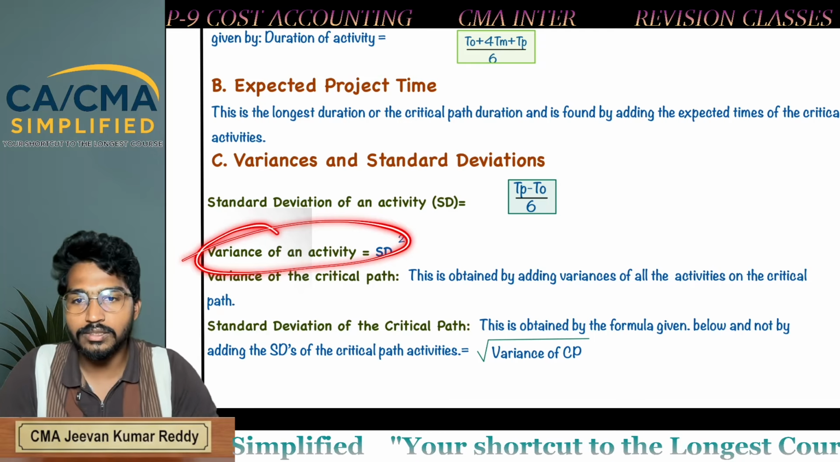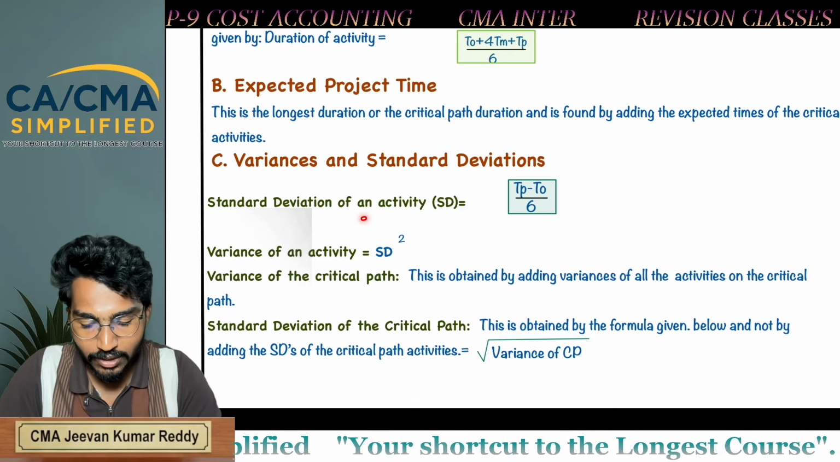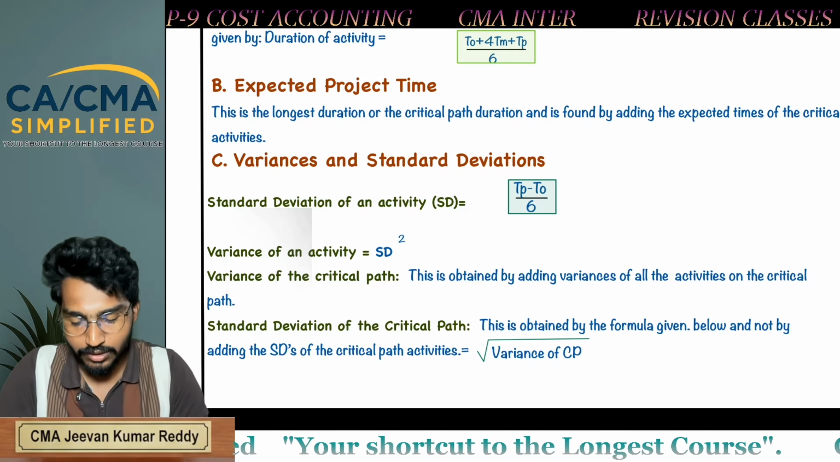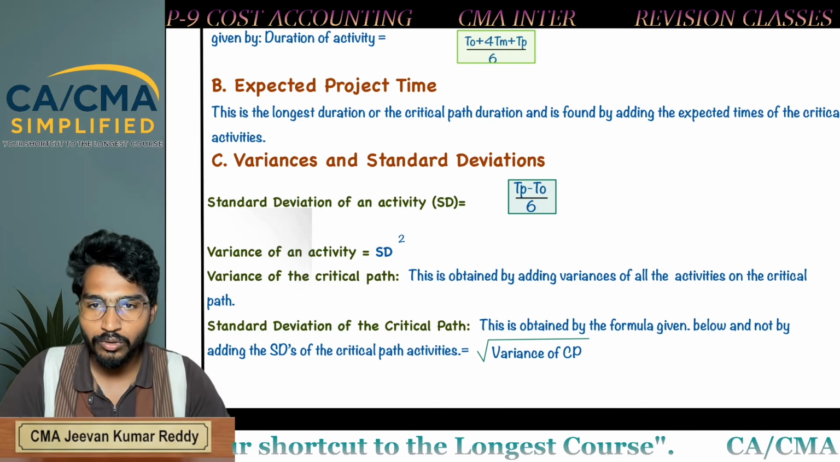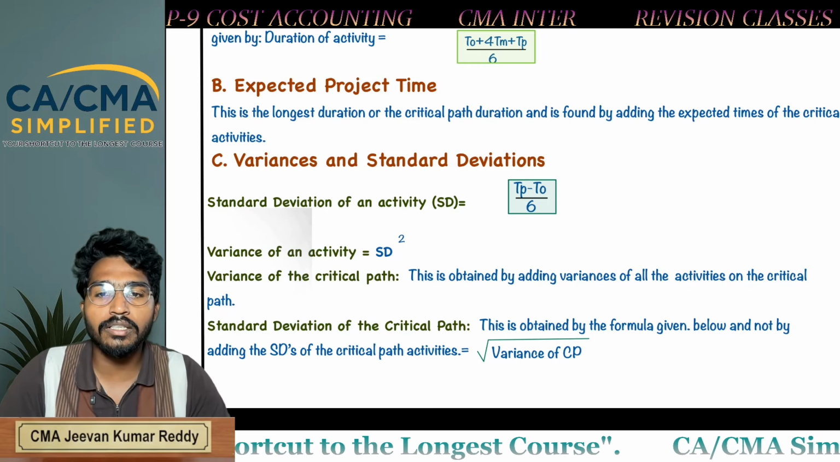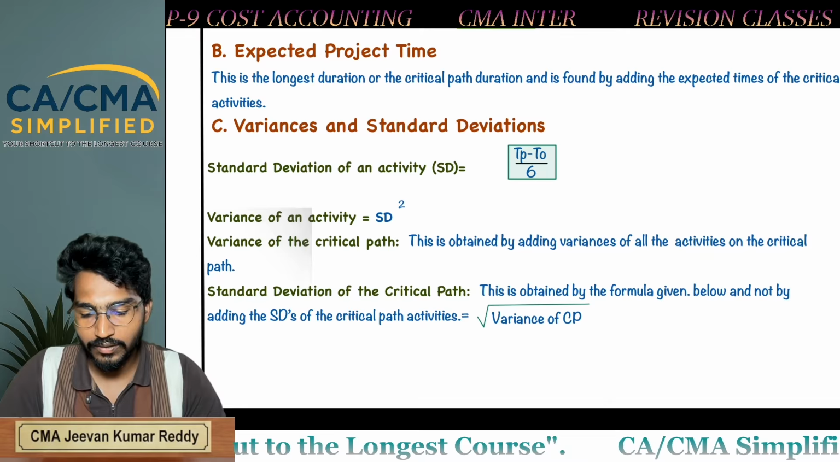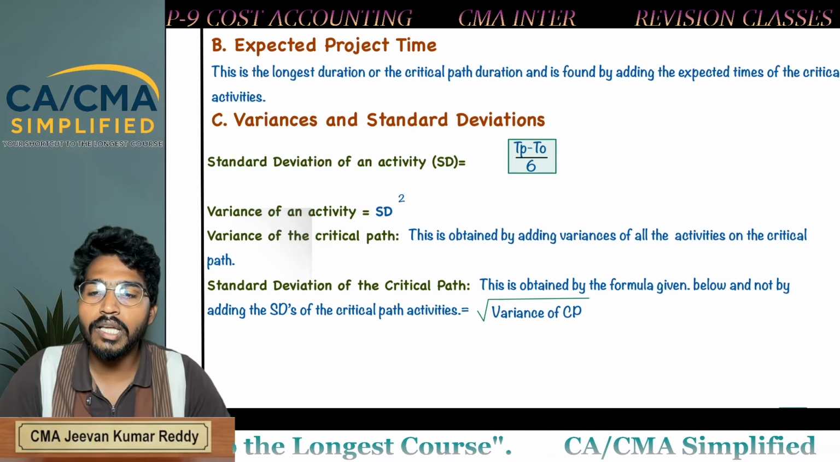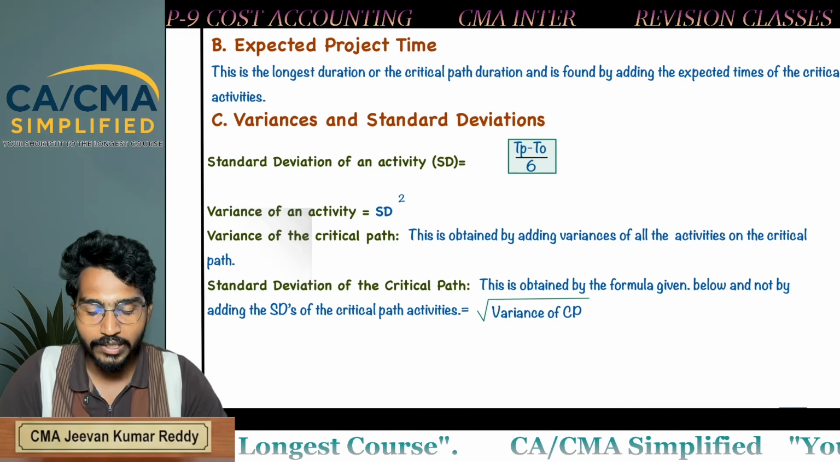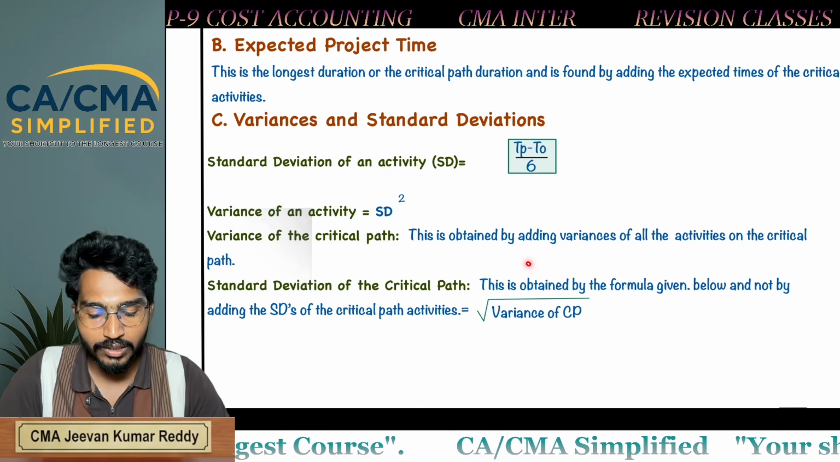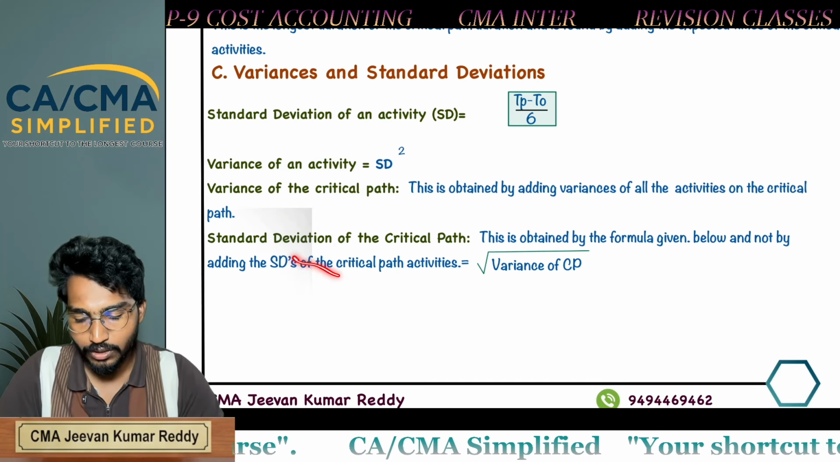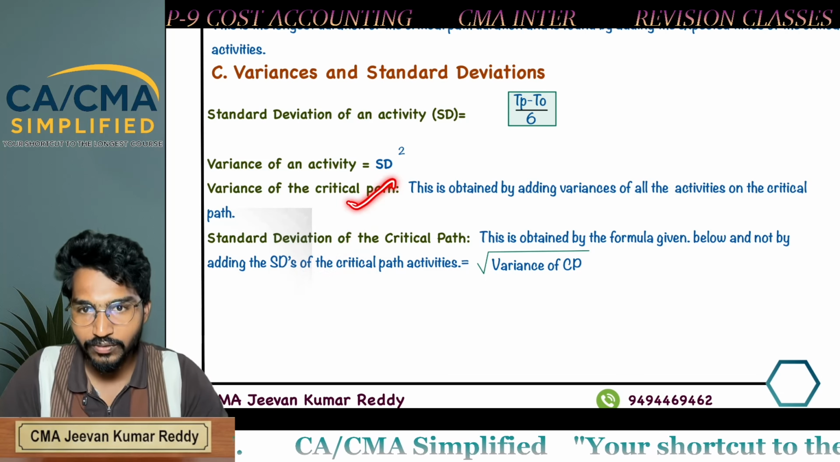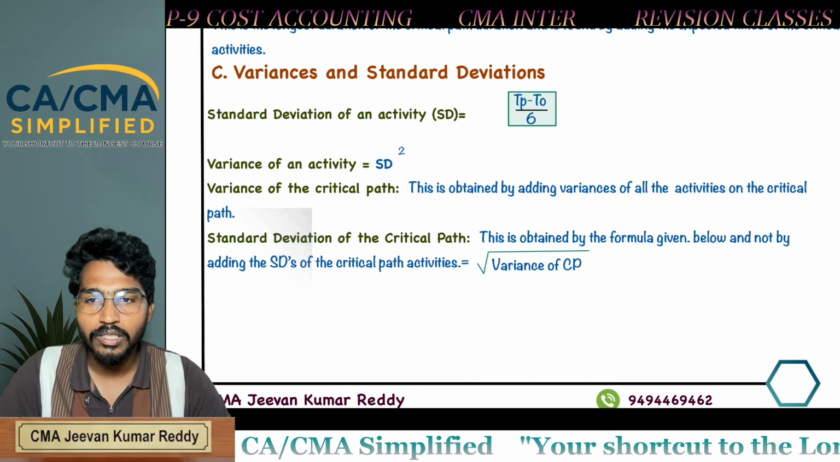Next, variance of an activity. How to get variance of an activity? So you have standard deviation. If you square standard deviation, you will get variance of an activity. Next, after that, you need to calculate variance of critical path. By adding the variance of all critical activities, you will get variance of critical path. Next, by square rooting the variance of critical path, you will get standard deviation of critical path.